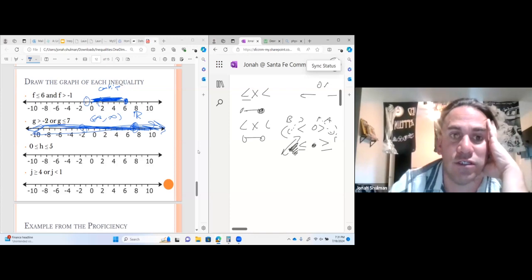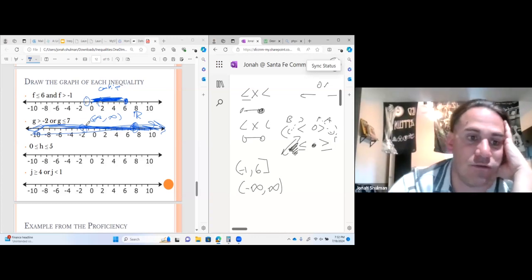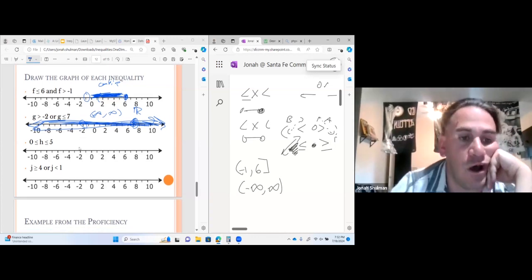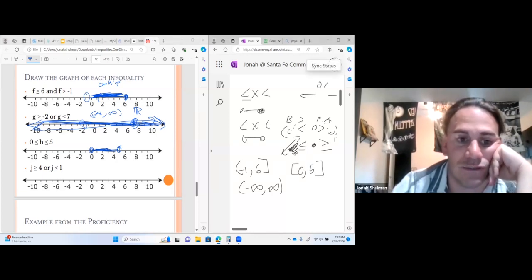So in set notation, this one is going to be -1, comma, 6 bracket. You can't touch infinity. We can just approach it. So that's the second one. These are set notations for the answers. This one is going to be in between. So it's going to be bigger than 0 and less than 5. So for this one, it's going to be bracket 0, comma 5 bracket.